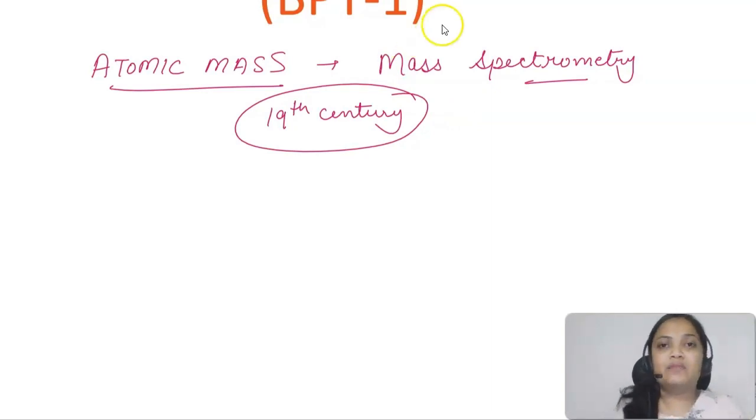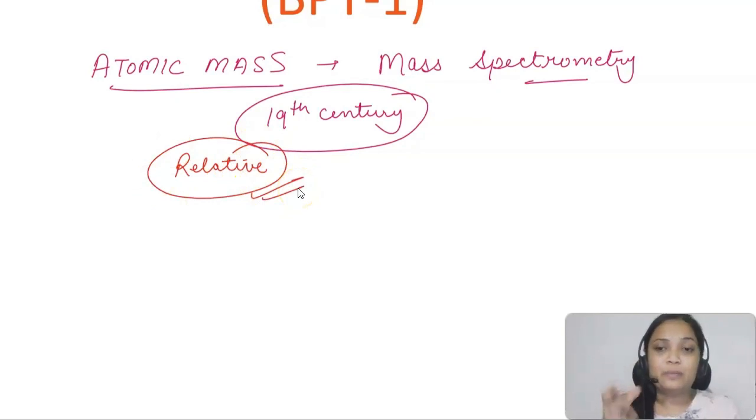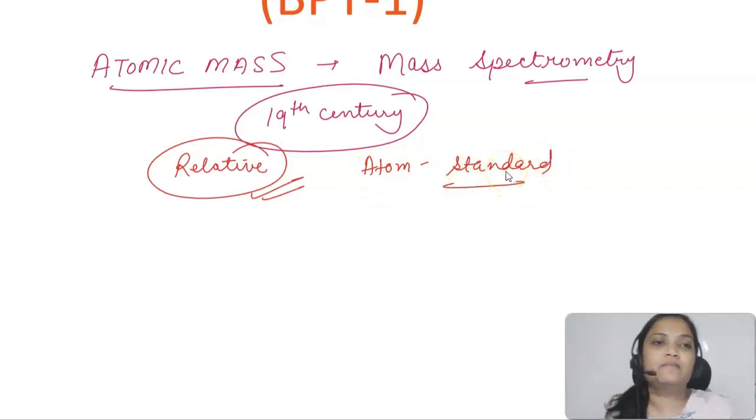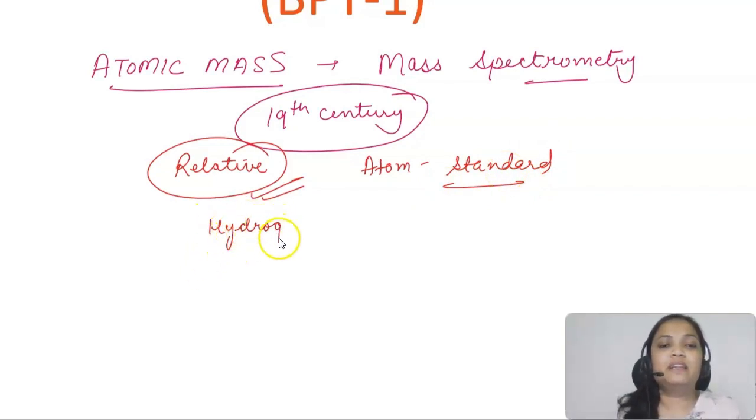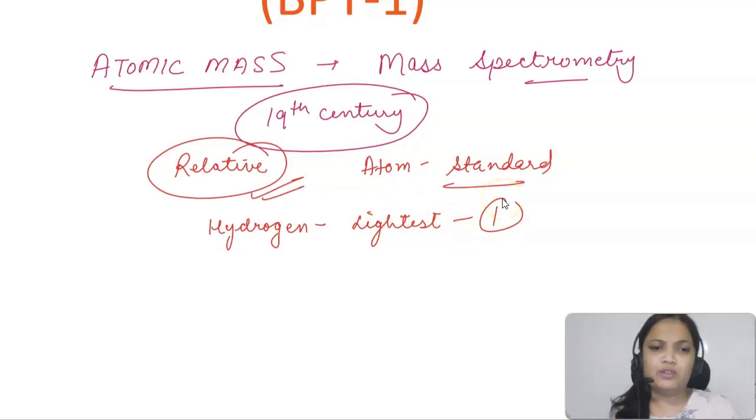So what was done? A relative method was chosen. What does relative mean? Relative means that a particular atom was taken as a standard, and with respect to that the masses of other atoms were written. So the hydrogen atom, being the lightest one, its mass was taken to be 1. Just 1, no units. And relative to the hydrogen atom, the masses of other atoms were taken.